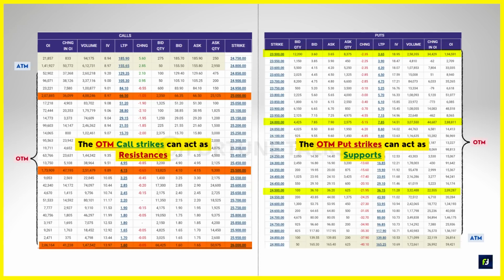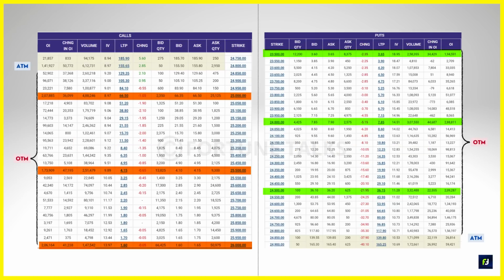Similarly, since out of the money puts have strikes that are placed below the underlying price, the strike price of OTM put options often act as support levels for the underlying price. So keep in mind that in an option chain, OTM call strikes can act as a resistance while OTM put strikes can act as a support. In the case of the previous Nifty example, 25,000, 26,000 and 25,500 call strikes are resistances while 24,000, 24,500 and 23,500 put strikes are support levels.